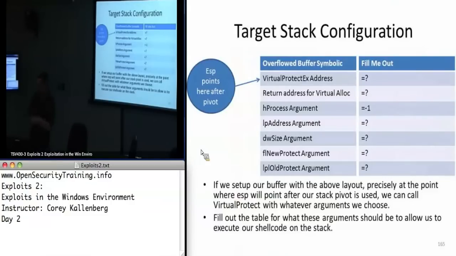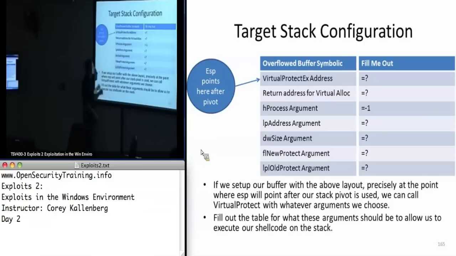If ESP points to this type of configuration, when a return instruction happens, we'll call VirtualProtect. We hack in a fake return address for it, and we'll need to set up its arguments correctly so the function actually executes right. So if ESP points at a fake stack frame, which is essentially what we're setting up here, VirtualProtect will be called, and this is what will happen.